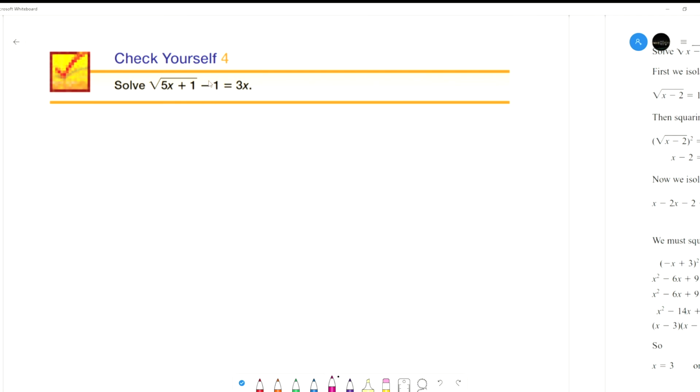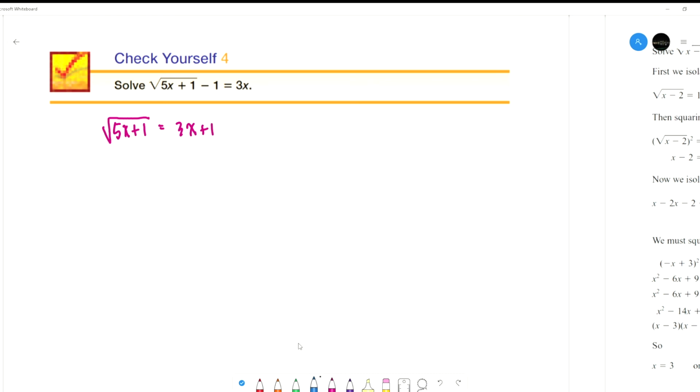So the first thing I noticed, this -1, right? So if I want to isolate the radical, I need to move this -1 to the other side. I want to move it, so I add 1 to both sides. So I have the square root of 5x plus 1 is equal to 3x plus 1.